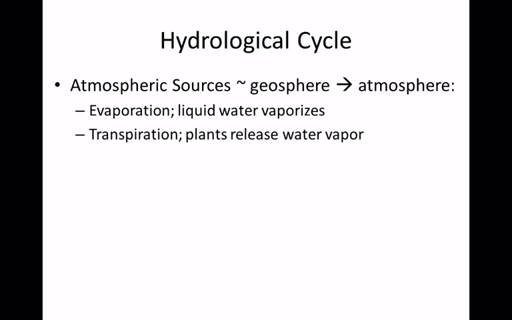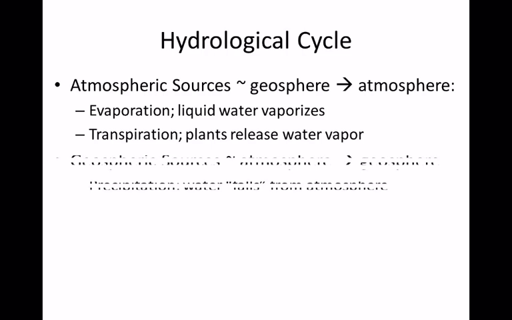When it says atmospheric sources, it's asking: how do you get water into the atmosphere? The most obvious way is evaporation. Transpiration is basically from plants. Plants go ahead and get liquid water into its vapor state.